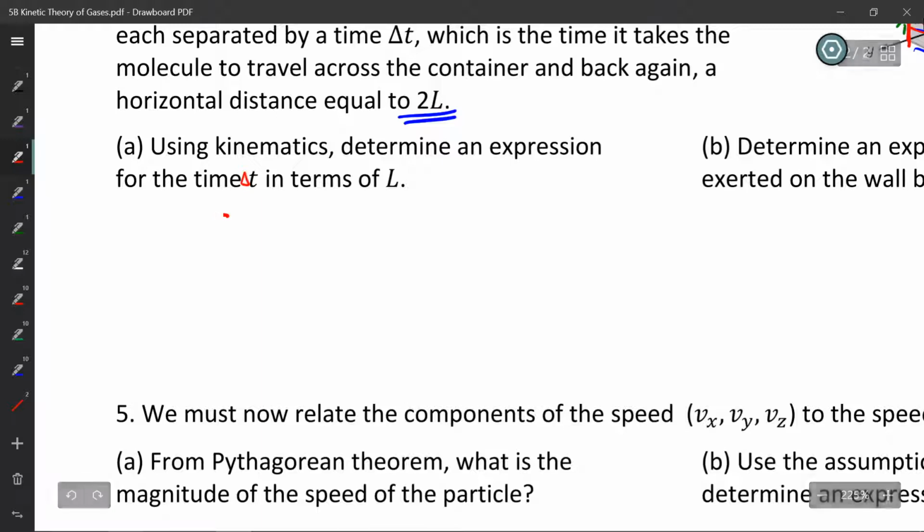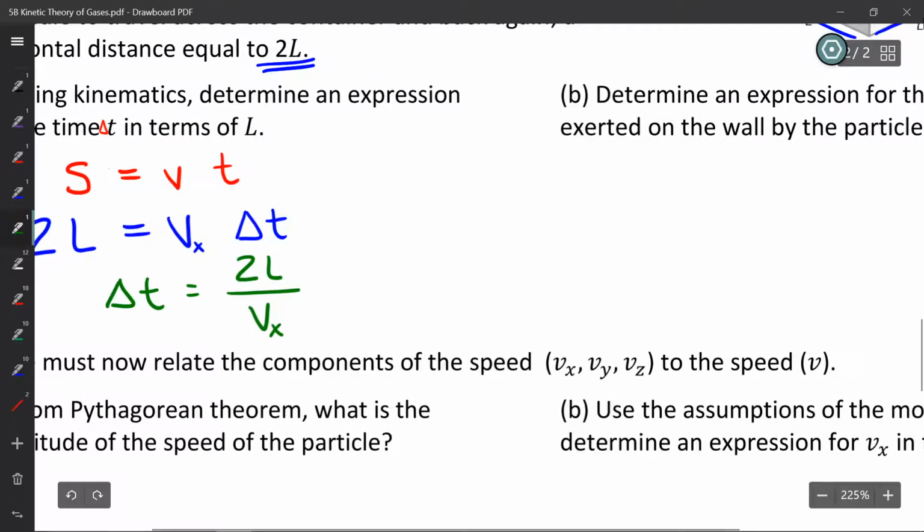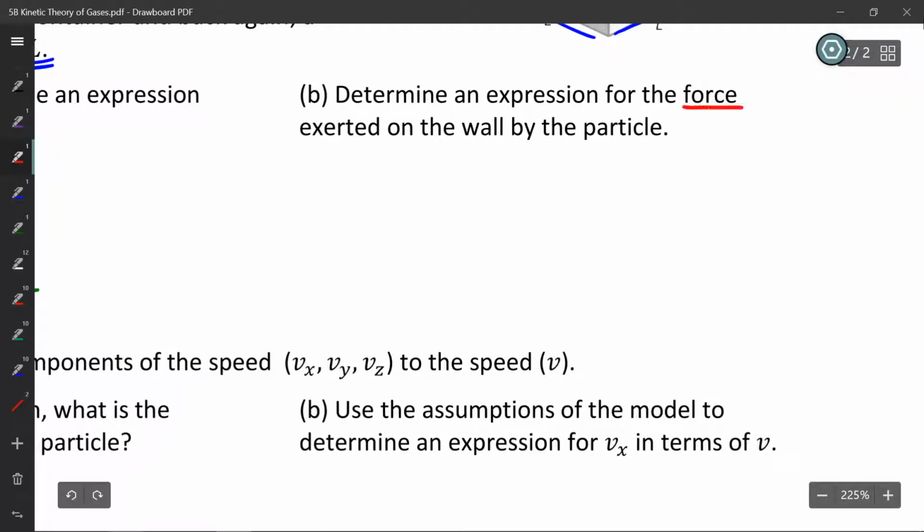We know that distance is equal to velocity multiplied by time. The distance the particle traveled was 2L, the velocity is just the x velocity, and the time was delta t. So we can solve for delta t: the time between collisions is simply 2L divided by v sub x. Now that we have the time, this allows us to determine the force, because the force is the change in momentum over the time.